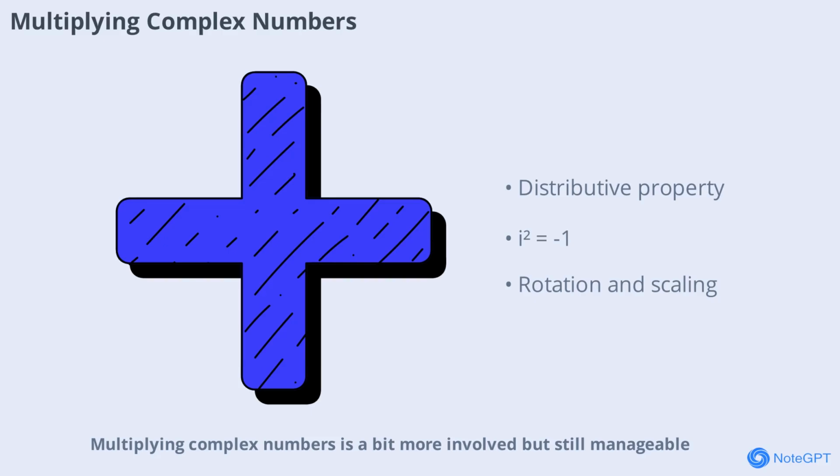Multiplying complex numbers is a bit more involved but still manageable. To multiply a + bi by c + di, you use the distributive property. (a + bi)(c + di) equals ac + adi + bci + bdi². Remember i² equals -1, so you substitute that in and combine like terms. This gives you (ac - bd) + (ad + bc)i. Multiplication can also be visualized as rotating and scaling on the complex plane.